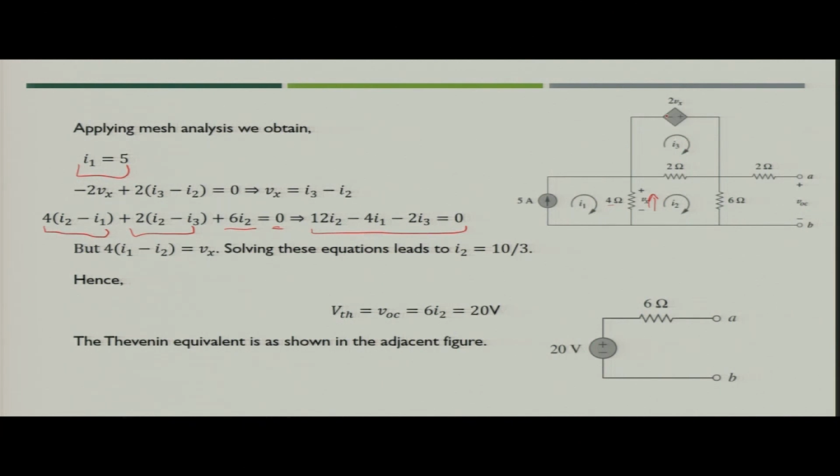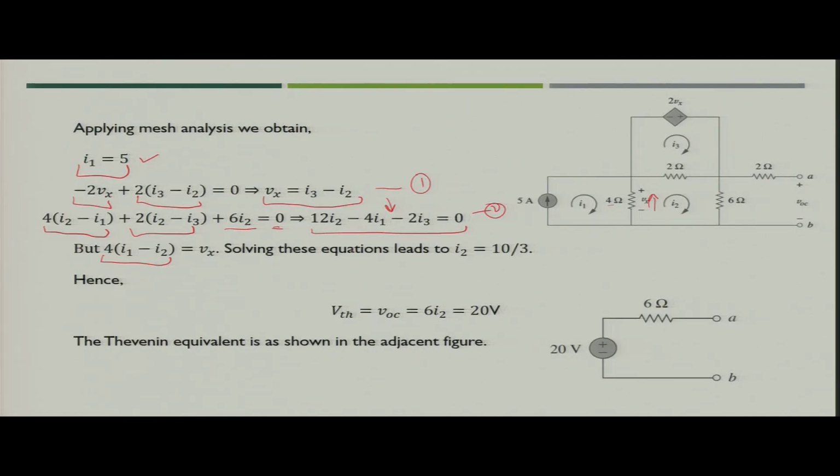What you will get? You will get minus of 2 Vx plus 2 times of I3 minus I2 equal to 0. So what you will get? Vx is nothing but I3 minus I2. Now we know that what is the value of I1? I1 is nothing but 5 ampere. You can simply put the value of I1 in this equation, and you know that we have these two equations, and also we know from the dependency, because this is the constraint value, that is variable Vx is nothing but 4 times I1 minus I2.